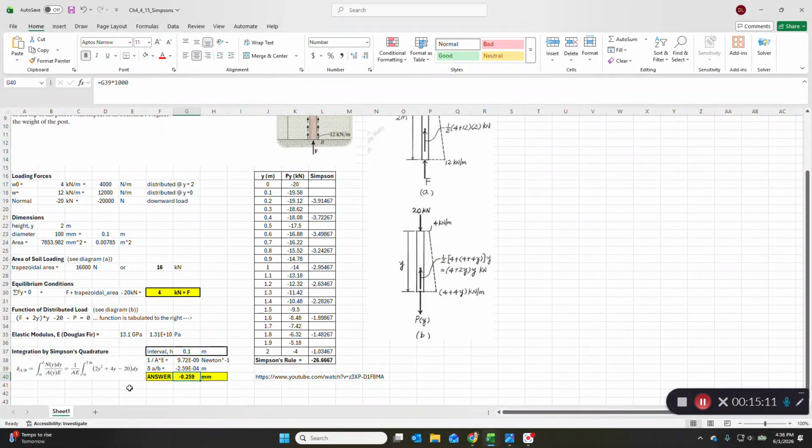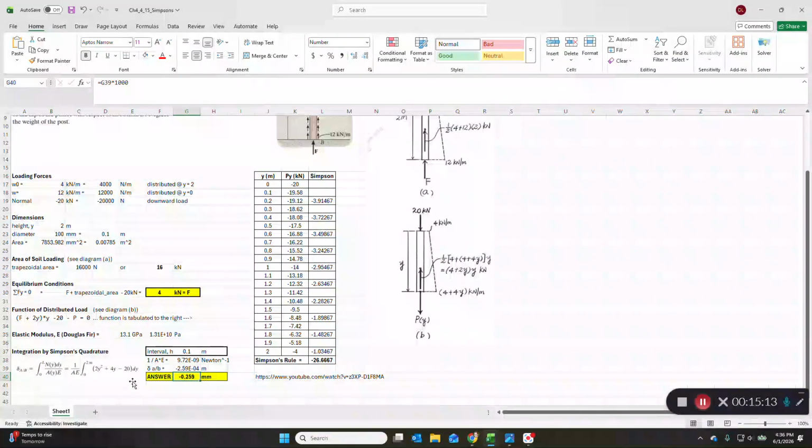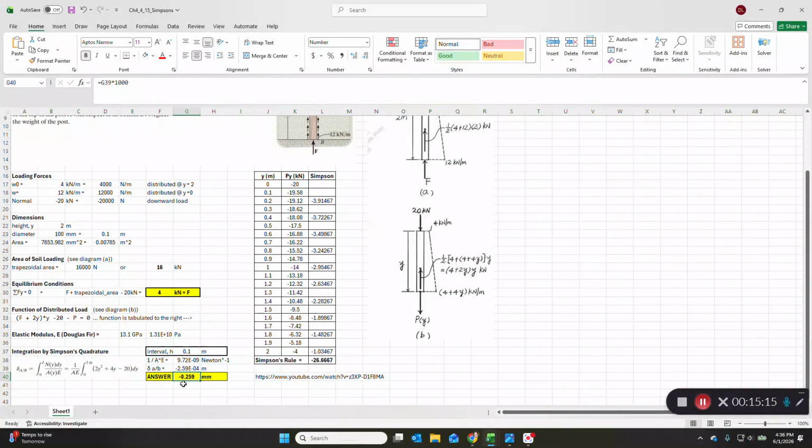And then now we're going to express it in millimeters because it's a very small displacement. So it's 0.259 millimeters is the solution.